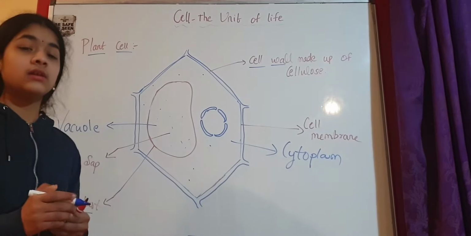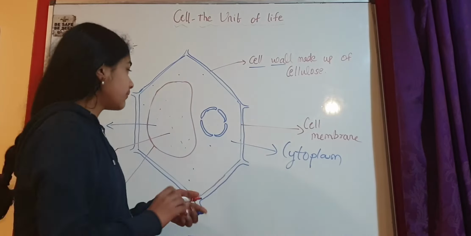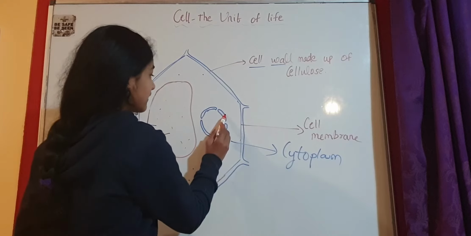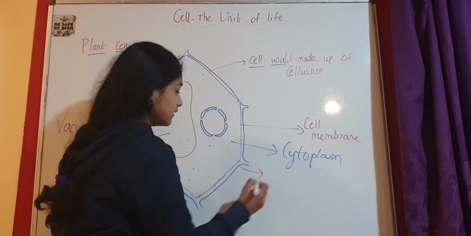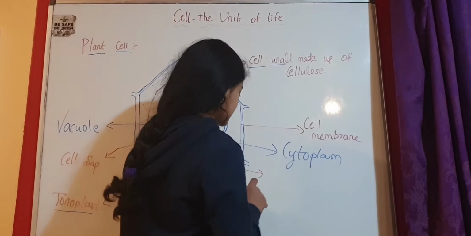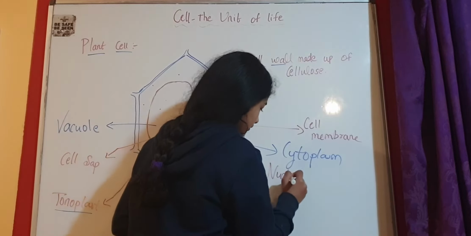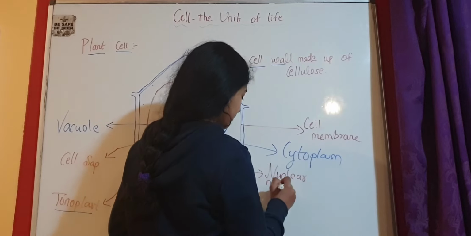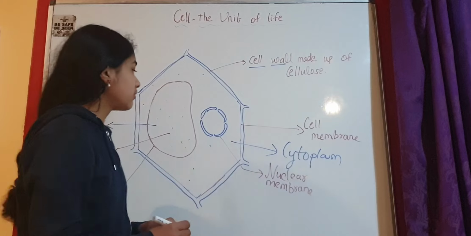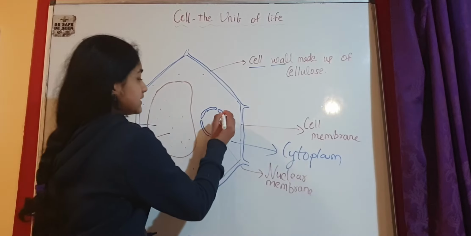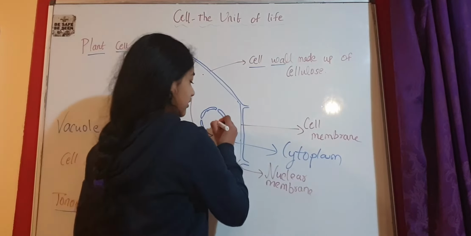This is our nucleus. Now, the nucleus is double membraned. So we have the inner membrane of the nucleus and the outer membrane of the nucleus. If you have to label this part here, this is collectively called the nuclear membrane. Okay, so this is the nuclear membrane, and the whole thing is called the nucleus.